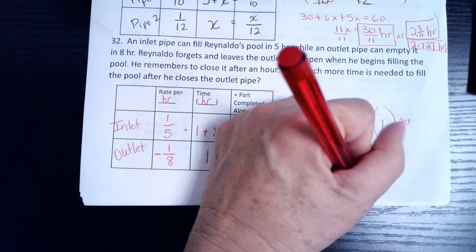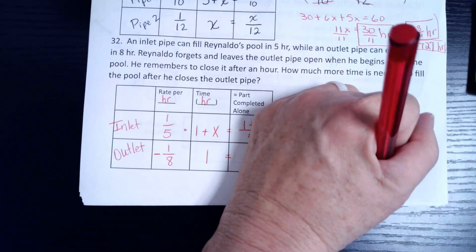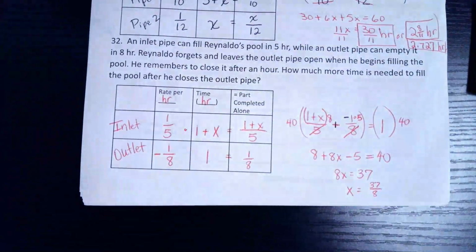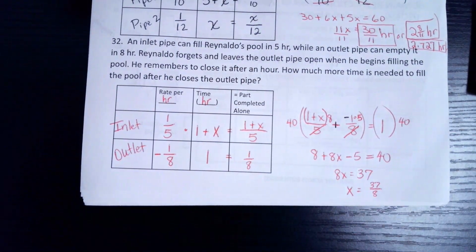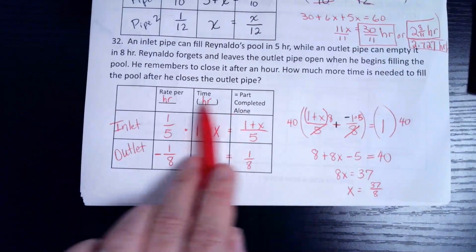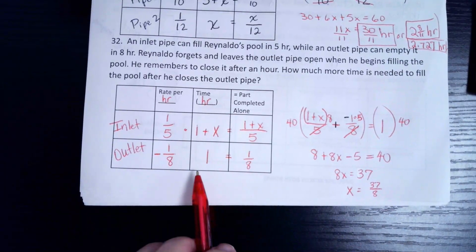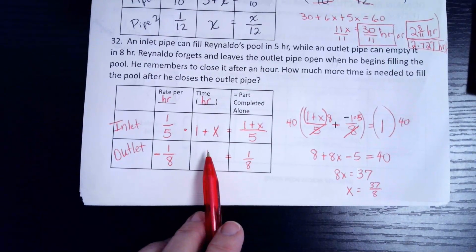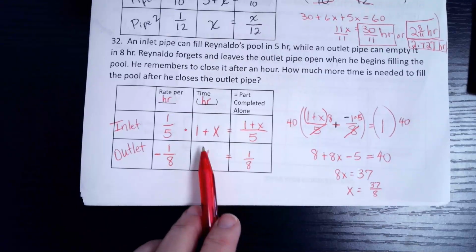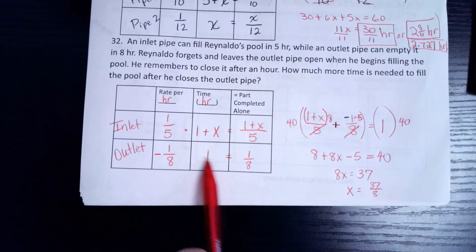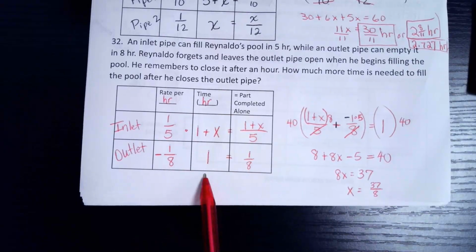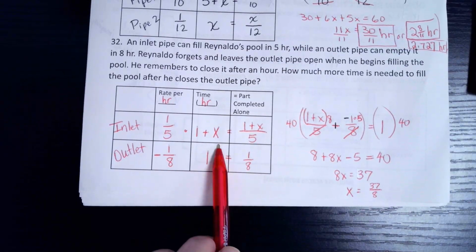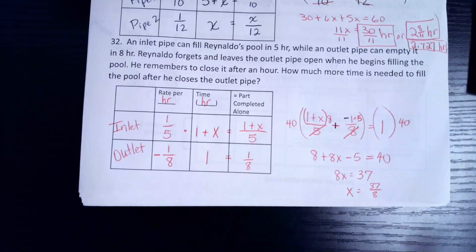So x could be 37/8, but let's consider what question they are asking me before I even decide that's my answer. What question do they ask me? Okay, and in this time slot, where is the more time that's needed after he closes the pipe? Look at everything we have written here. The 1 is pipes open. The x is the more time, so x is the answer.